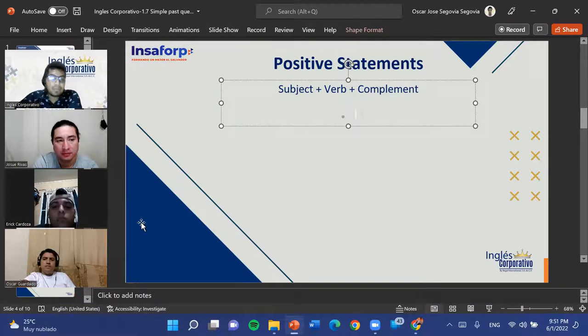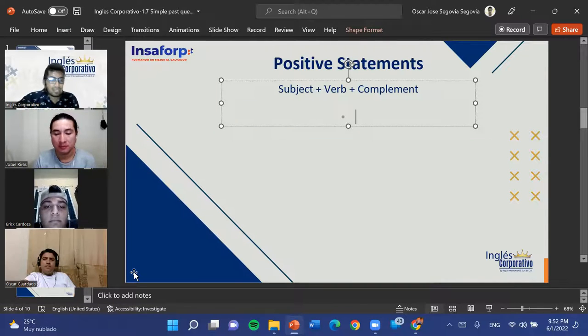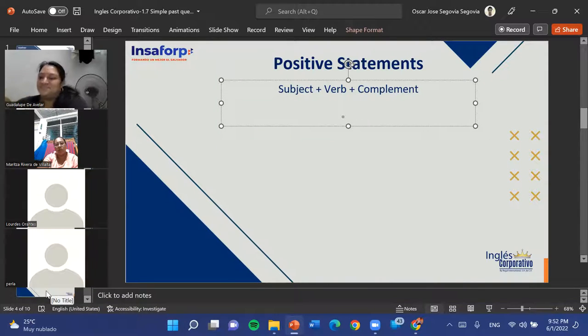So you can do it in a volunteering way. Si lo pueden hacer de forma voluntaria si quieren, así para que les toque la que más les parezca, si quieren el positivo o si quieren el negativo. So if you guys have any statement in mind or any example in mind, you can say it now. If not, I'm going to start calling you guys up. Okay, Maritza.